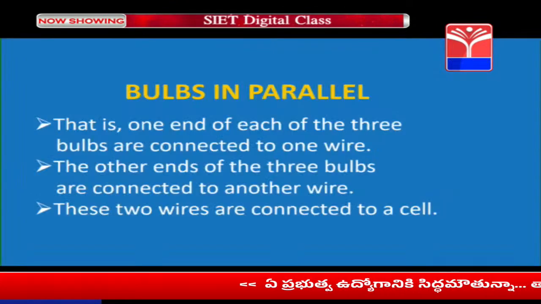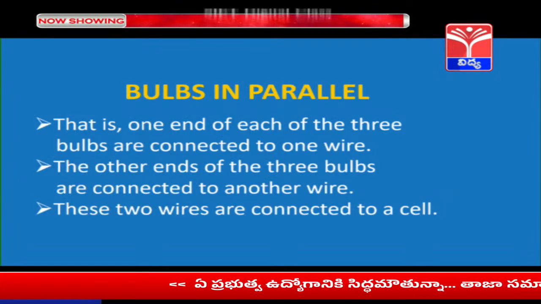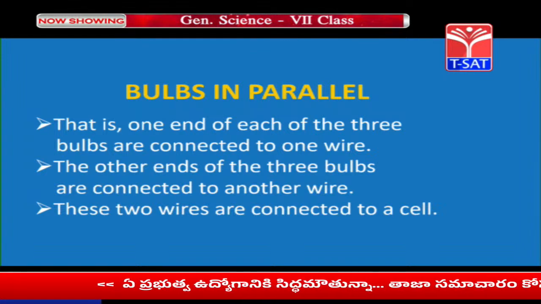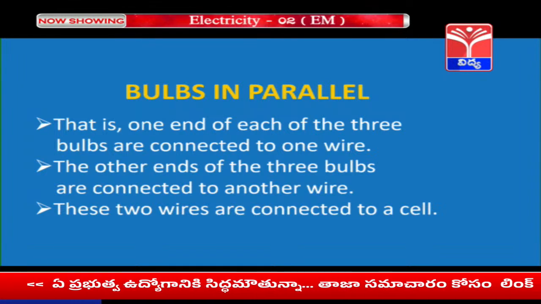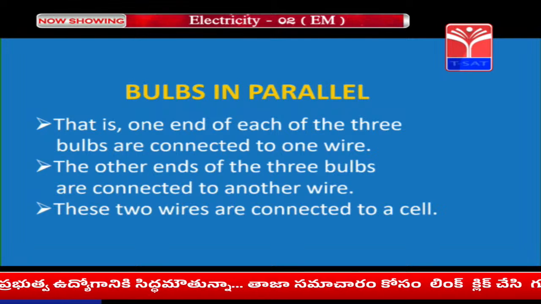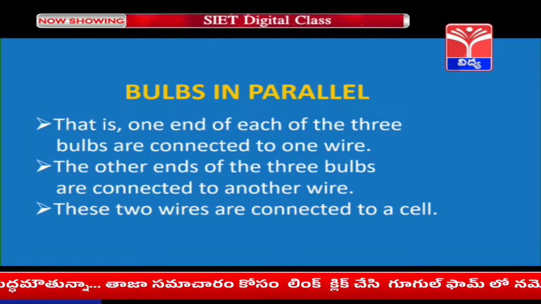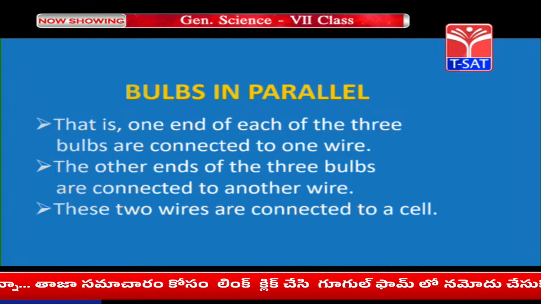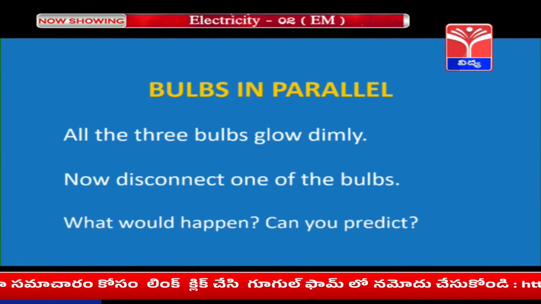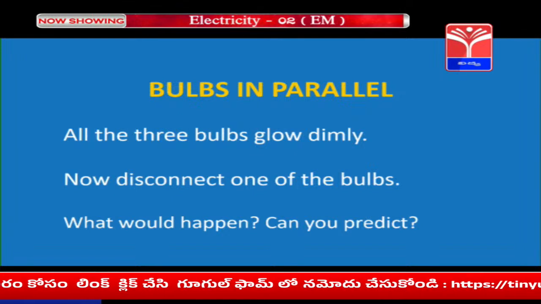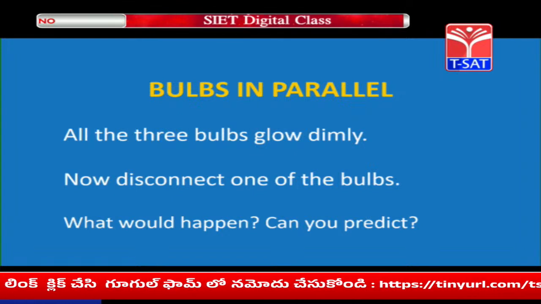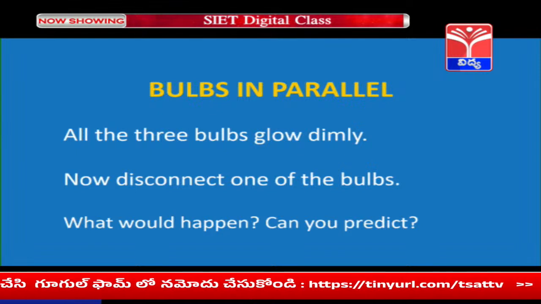That is, one end of each of the 3 bulbs is connected to one wire. The other ends of the 3 bulbs are connected to another wire. These 2 wires are connected to a cell. All the 3 bulbs glow dimly. Yes, all the 3 bulbs will glow very dim when compared to the series connection.